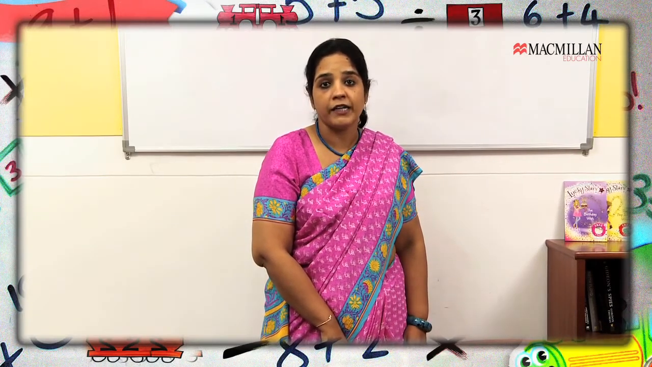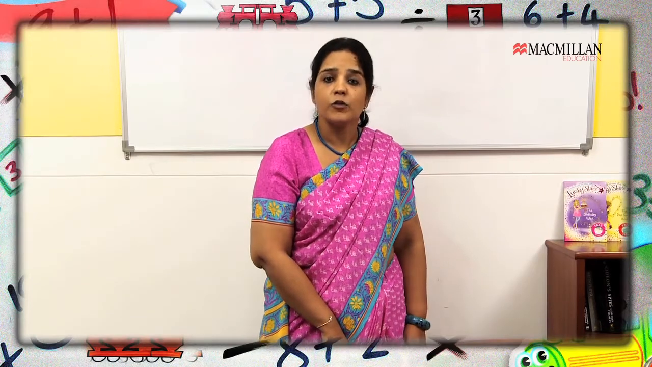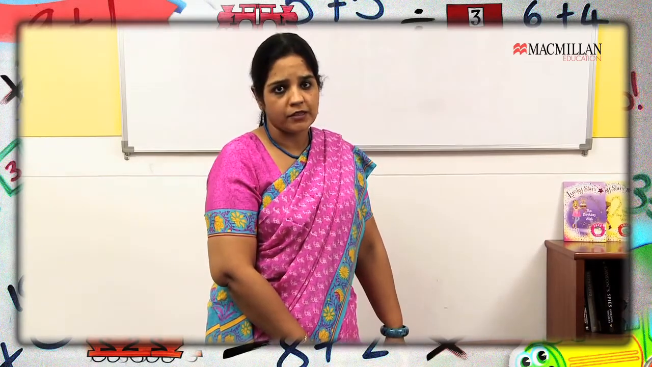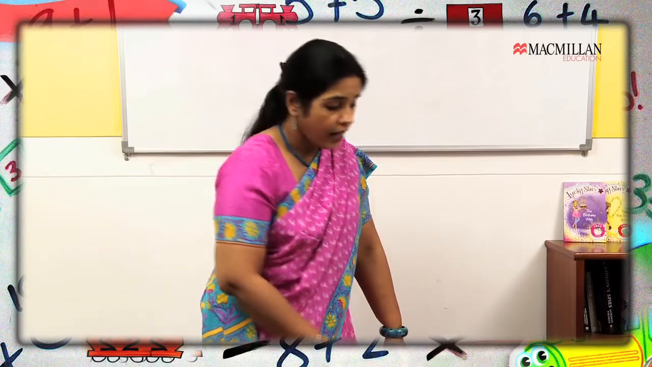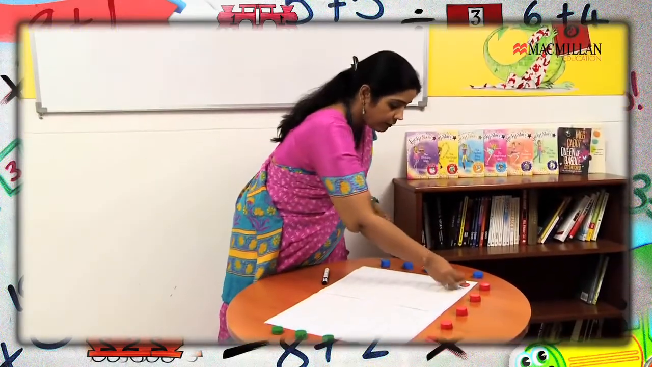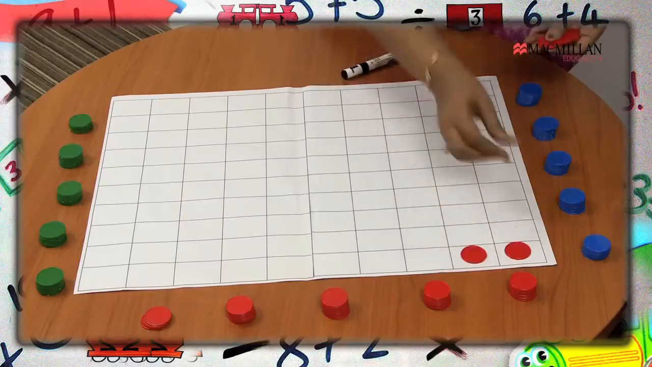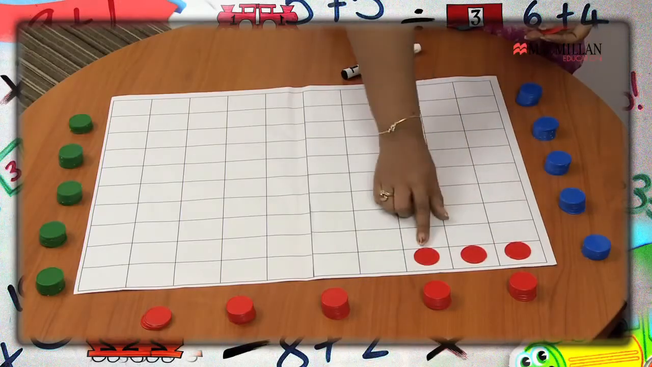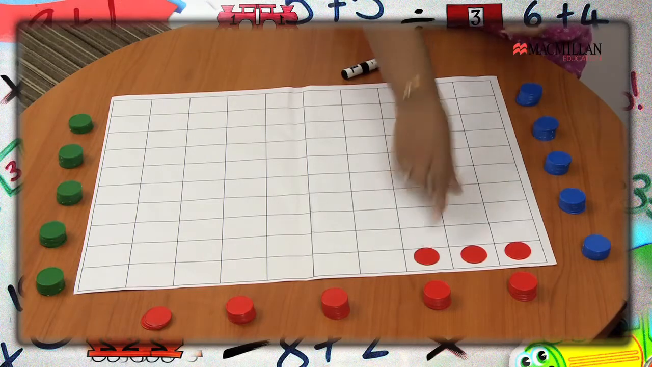Very tiring to add the number of books. So maybe I should use multiplication. And how do I do that? I'll use these red counters. I'm placing 3 counters in the first row. These are the books that one of my friends will get.